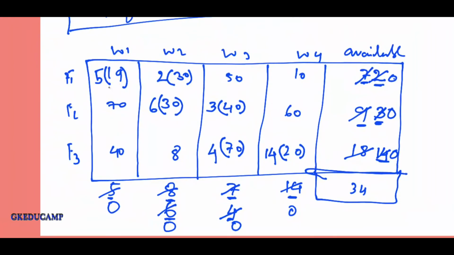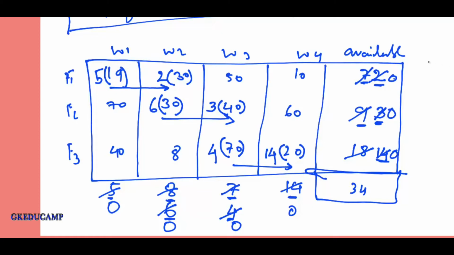This is the way we solve the northwest corner method, or it is also called the stepping stone method because it is solved step by step. It looks like that, so it is called the stepping stone method.